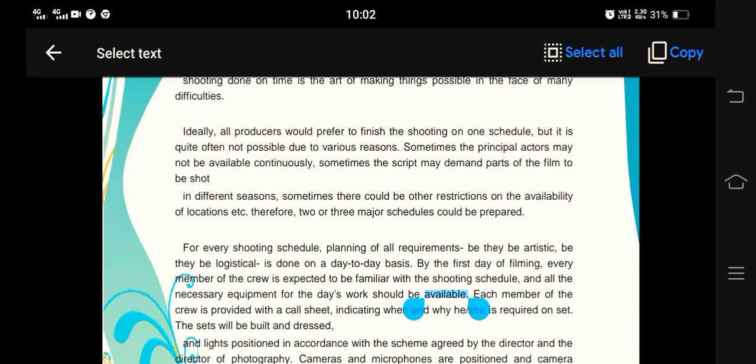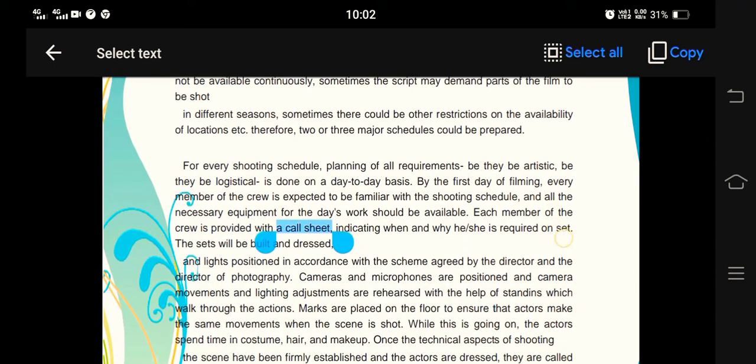Now, the crew members are provided with a call sheet. The call sheet is provided to the crew members, and it indicates his or her work. The sets are built according to the demand of the script and the film, so that the sets are built nicely, in a well organized manner, and dressed. The lights are positioned accordingly, and the position of the lights is agreed by the director and the director of photography. Then cameras and microphones are also placed.